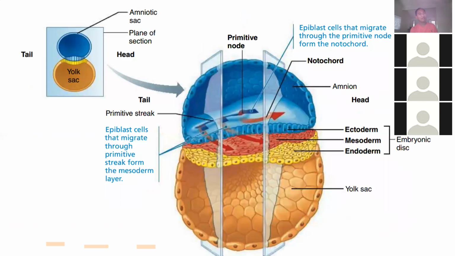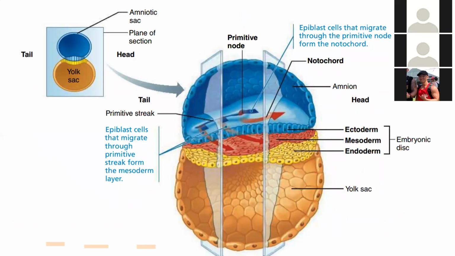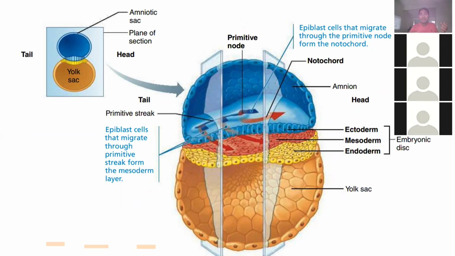So what happens next? These three layers are the driving force for everyone, the driving force for you and me. To become you and me, these three layers have to work hard and develop into whatever is necessary. Look at that.